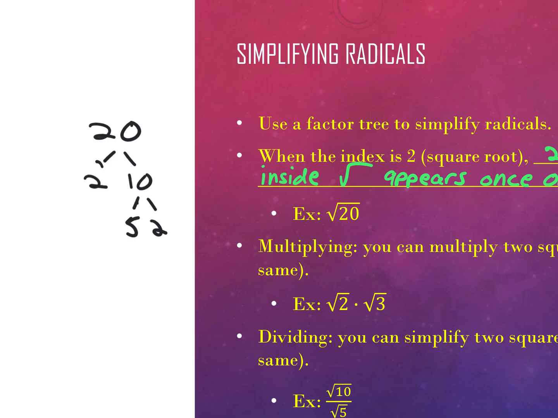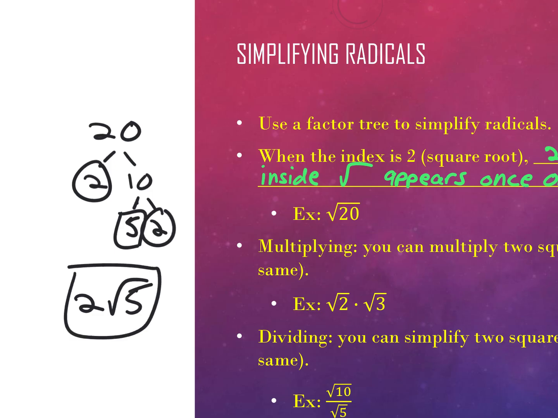2, right? So you see that 2 shows up twice, and then like I wrote in green, a number that shows up twice shows up once outside a radical. What number shows up not twice? 5, right? So that's going to stay underneath the radical. So the square root of 20 is the same as 2 square root of 5.